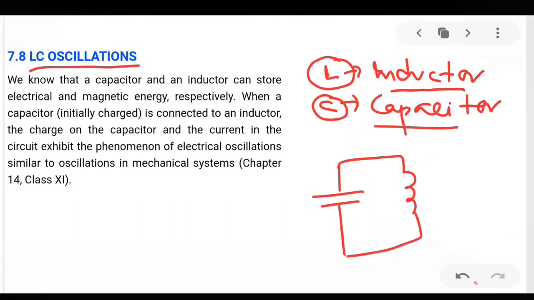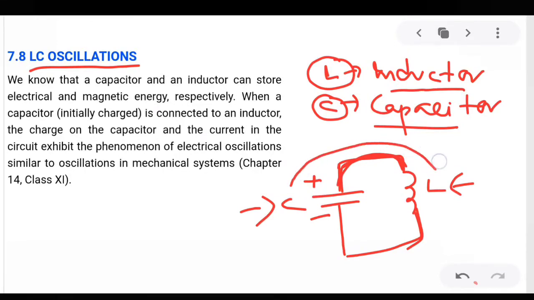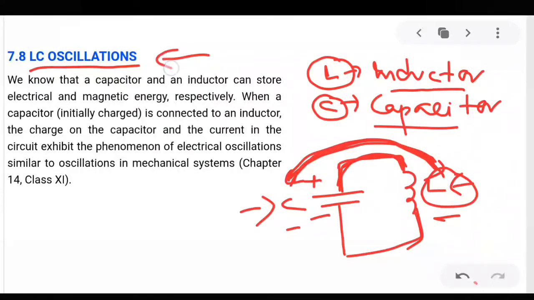Initially this capacitor is supposed to be charged, and after charging it is connected with this inductor. Once it is connected with the inductor, the circuit gets closed and the capacitor starts losing energy, and this energy goes to the inductor. The entire energy from the capacitor goes to the inductor. Then again this inductor starts losing energy and it goes to the capacitor. So this oscillation of energy between capacitor and inductor is called LC oscillation.